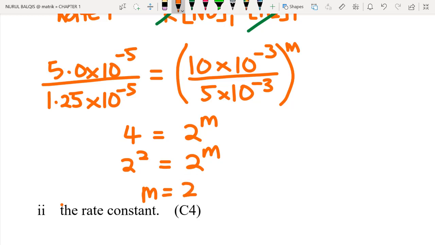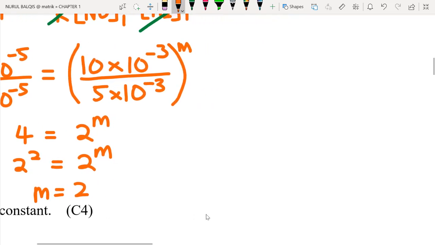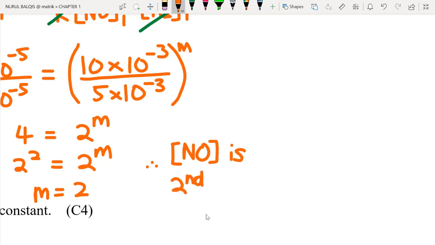So we get the order of reactions for nitrogen oxide with respect to m. We get second order reactions. So we have NO is second order.